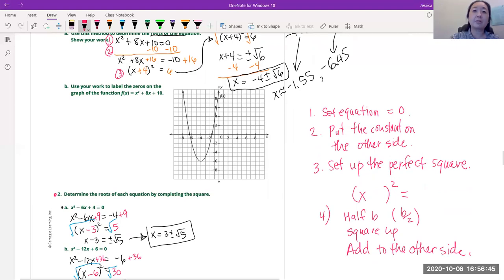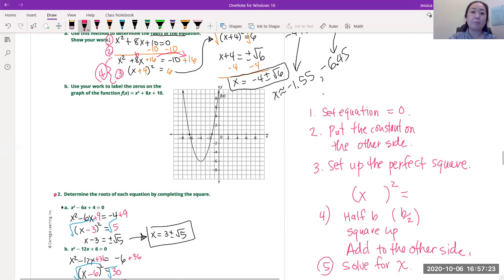So literally this whole section right here is 4. So we're going to half b, so this is b right here. So 8 divided by 2 is 4. Then we're going to square up, so square 4 and then put it up here. So 4 squared is 16. And then we're going to add it to the other side, literally to the other side. Okay, so if we added 16 to the left, we add 16 to the right. And then all you need to do from here is to solve for x.